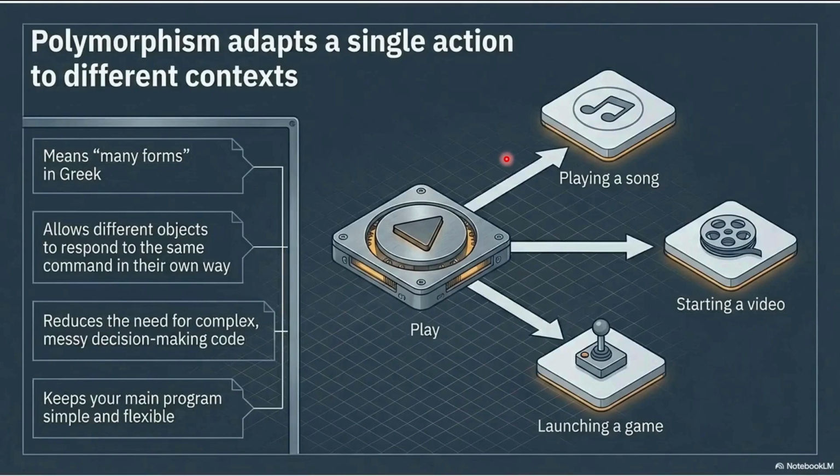It adapts a single action to different contexts. It means many forms in Greek. Polymorphism. Okay. It allows different objects to respond to the same command in their own way or in a different way. It reduces the need for complex, messy decision-making code and keeps your main program simple and flexible.